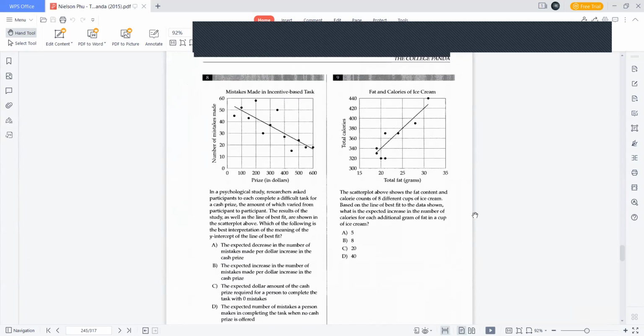Okay, in a psychological study, researchers asked participants to each complete a different task for a cash prize, the amount of which varied from participant to participant. The results of the study, as well as the line of best fit, are shown in the scatter plot above. Which of the following is the best interpretation of the meaning of the y-intercept of the line of best fit?